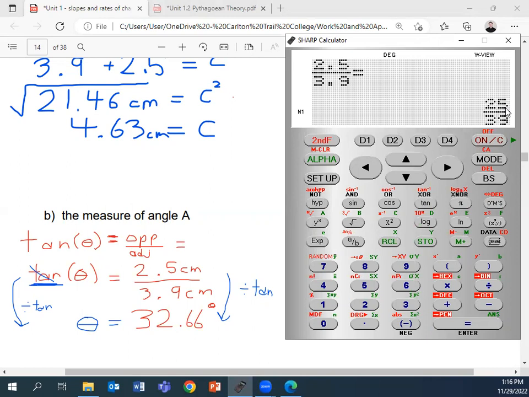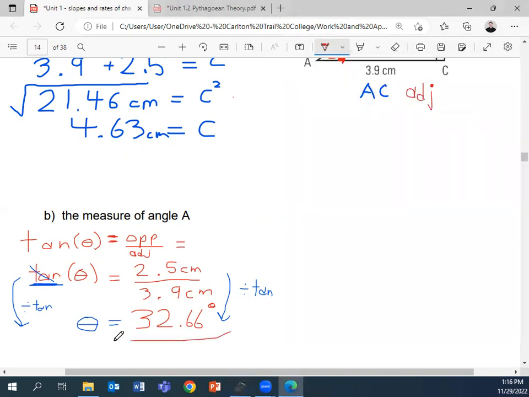Okay, and so then take your second function and then press your tan button and you'll get this little tan to the power of -1 thing here. And then press equals and then you get your answer there. So it's degrees because it's an angle, right? You betcha.